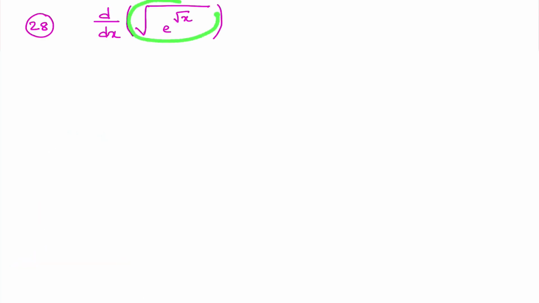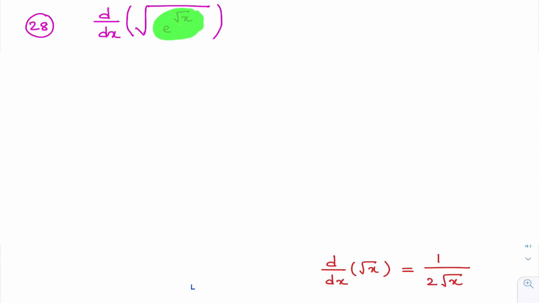We need to differentiate this expression, d by dx of square root of e power root x. We do not have any direct formula to do this. So what I'll do here, I'll imagine this part as x. If you imagine this part as x, then it looks like root x. You know this formula. Look here, d by dx of root x. Derivative of root x is what? 1 divided by 2 root x.